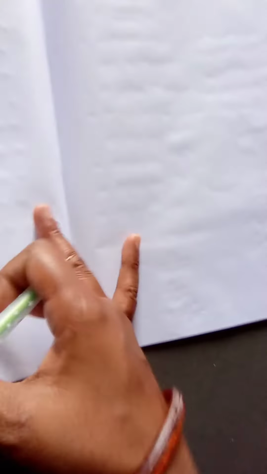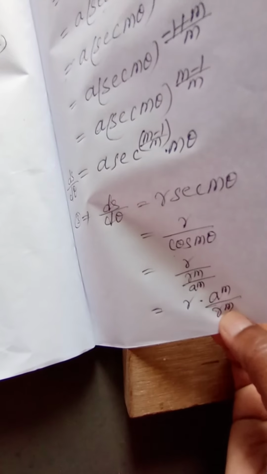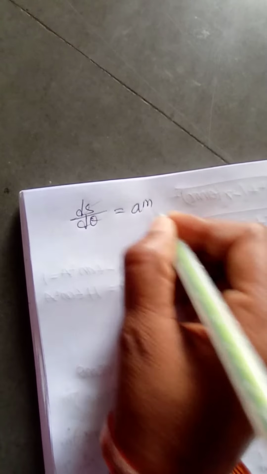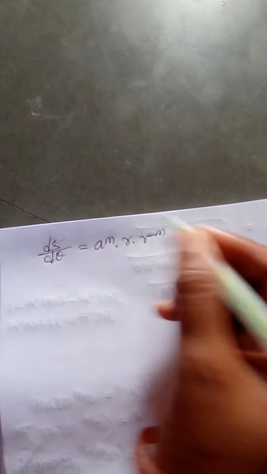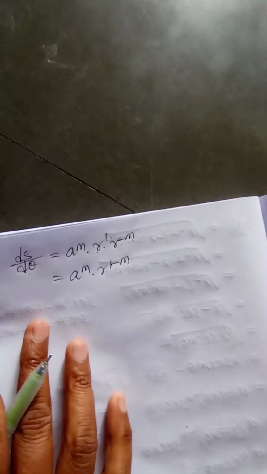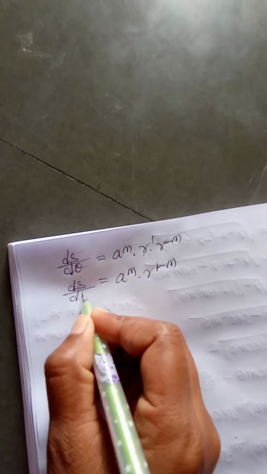Next, simplify this equation. 1 by r to the power of m, the reciprocal, is r to the power of minus m. So ds by d theta equal to a to the power of m into r to the power of 1 by r to the power of m, the reciprocal, r to the power of minus m. So a to the power of m into, here the base is r, so the powers should be added, r to the power of 1 minus m. So this is the ds by d theta value.